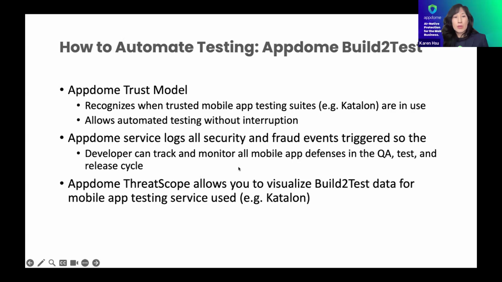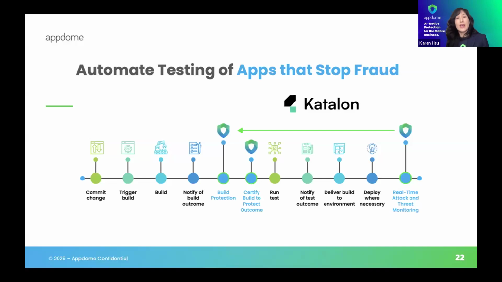And in this service, Appdome logs all the security events and fraud events triggered so developers can track and monitor everything that's going on throughout the QA test and release cycle. And you're also able to see and visualize this data in another product called ThreatScope, which we'll show you at the end. But at this point, what I want to do is hand it over to Lakshmi so he can show you how to do the AI-driven automated testing.